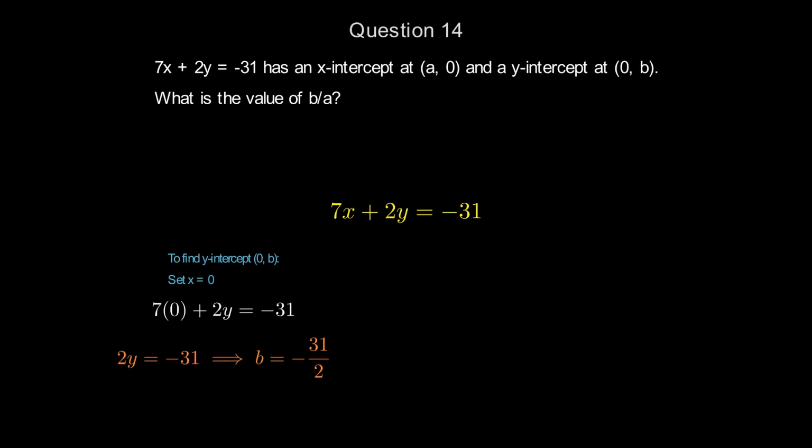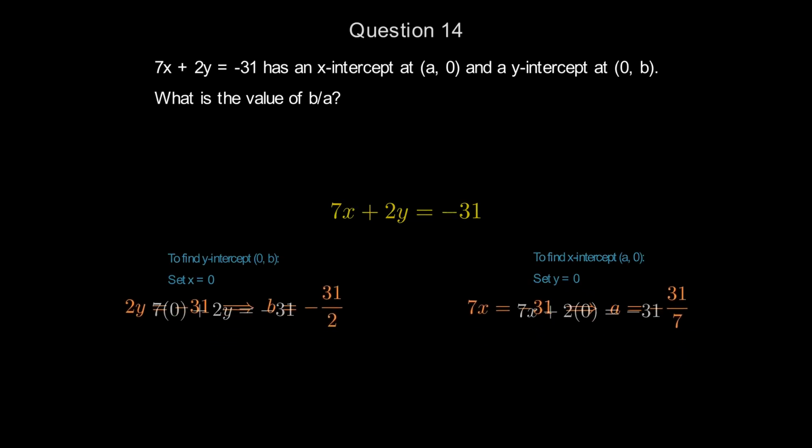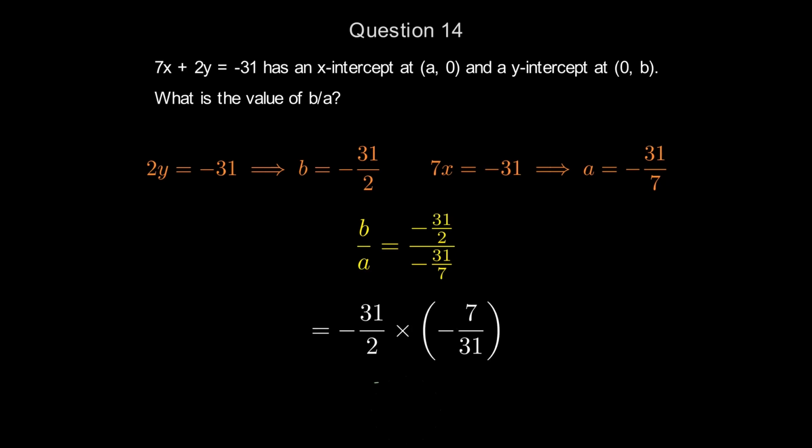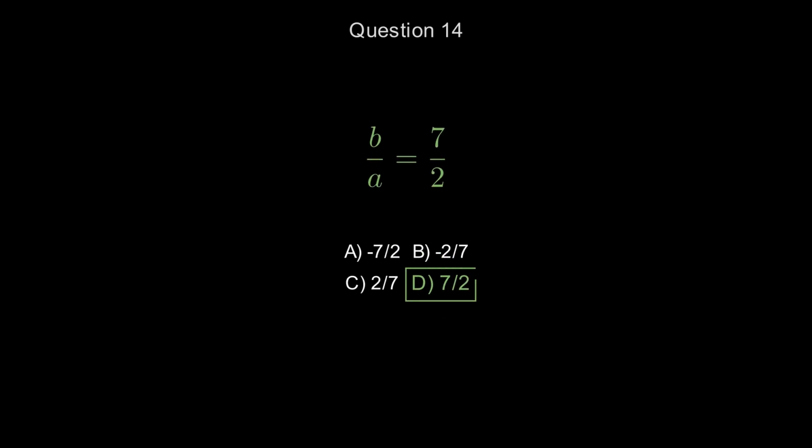Now we have b. Let's move to the right side and find the x-intercept value, a. Here we set y equal to 0. This simplifies the equation to 7x equals negative 31, giving us a equals negative 31 over 7. To find the requested fraction b over a, we divide negative 31 over 2 by negative 31 over 7. By multiplying by the reciprocal, the 31s cancel out completely, leaving us with a positive fraction 7 over 2. This corresponds exactly to option D.